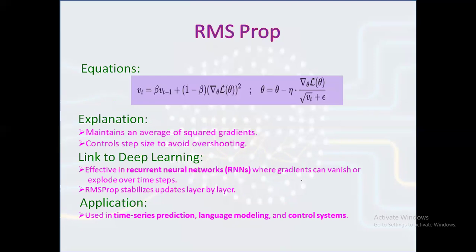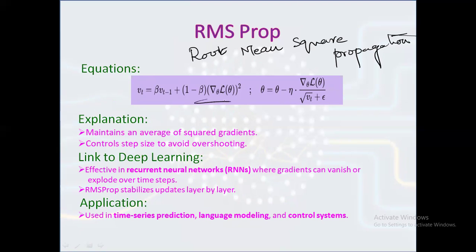Next, RMSprop. RMSprop means root mean square propagation. It modifies the learning rate for each parameter individually by maintaining a running average of the squared gradient. See here: Vt equals beta times Vt minus 1 plus 1 minus beta times the squared gradient.